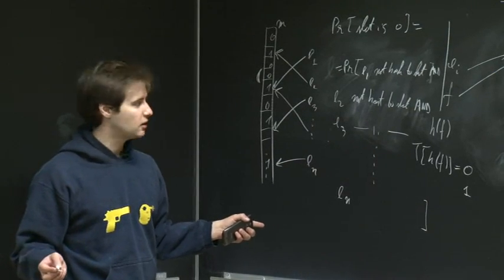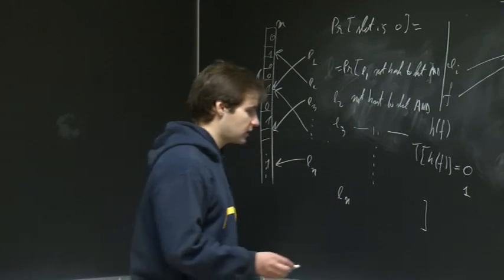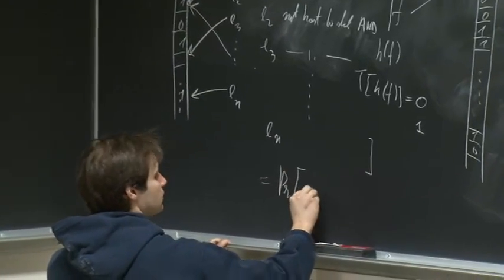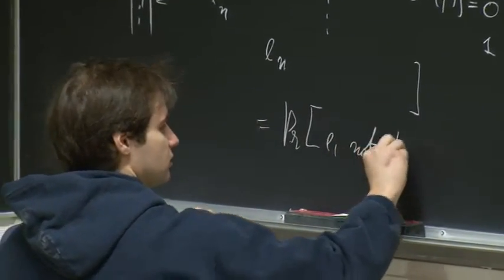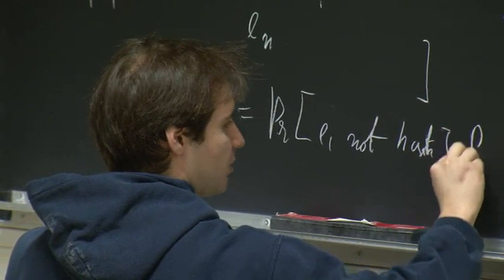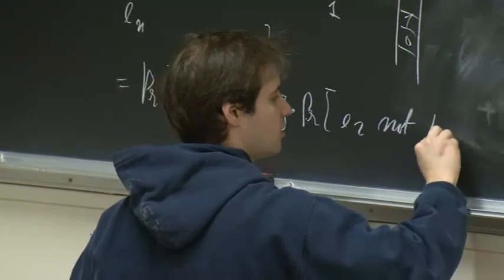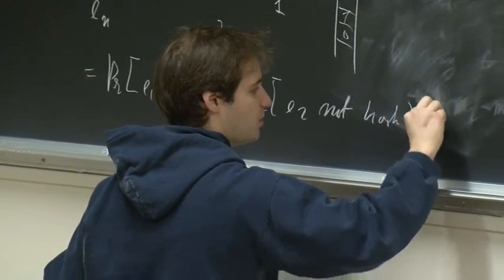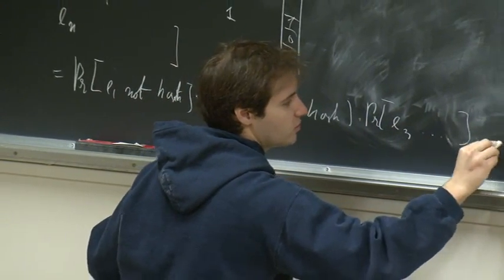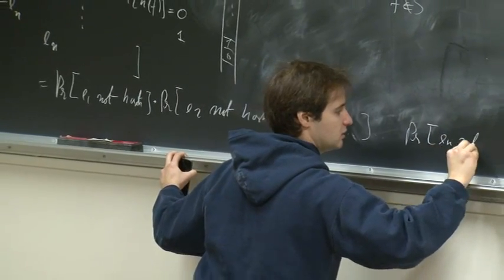Now, these are all independent events, because all the hashes are independent by the uniform hashing assumption. So then I can turn ands into products. I can say that this equals the probability that E1 didn't hash into the slot, times the probability that E2 didn't hash into the slot, times the probability that E3 didn't hash into the slot, so on and so forth, all the way to the probability that En didn't hash.